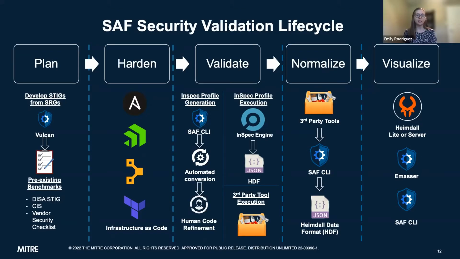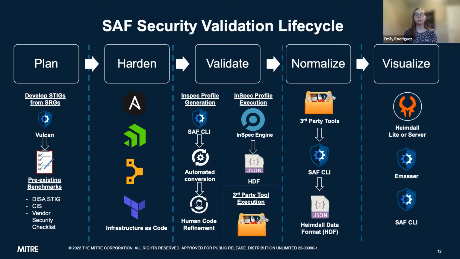With all this content and variation, everyone's security validation journey is different, so you can pick and choose which parts of the process are applicable to you and apply them as desired to your teams and environments. So let's take a look at this from left to right. Starting with the plan pillar, your organization must meet certain requirements such as SRGs or security requirements guides, STIGs, security technical implementation guides, CIS benchmarks or Center for Internet Security, or a vendor checklist.